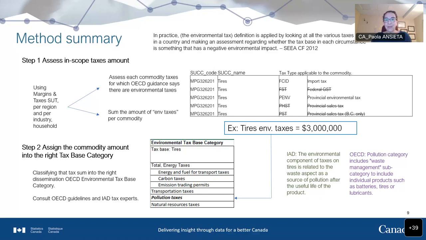Allocating environment taxes by economic sector, industry groups, households, nonprofit institutions, governments, and gross fixed capital formation is the last step. The allocation to industries and households is based on the taxpayer principle, that is, the final user of the tax base.